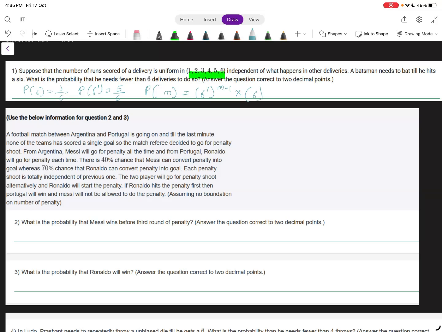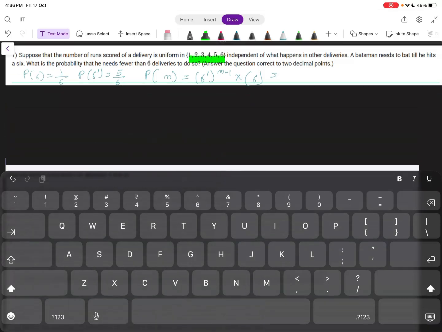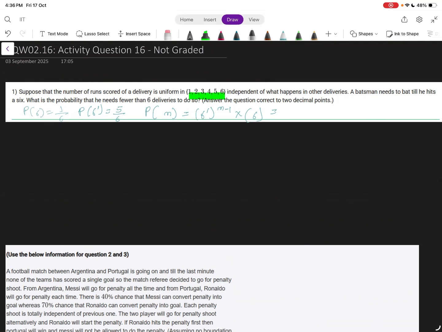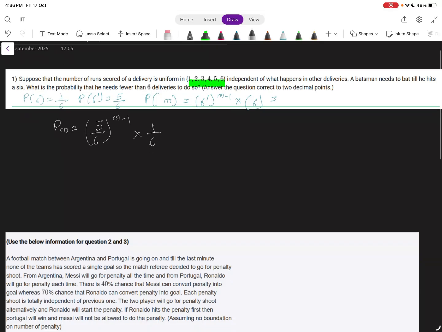To solve this further, let me make some space. Yep, now we have space. Let me change the pen. So in this we have Pn. It's not very different from the binomial principle, just one peculiar part. You have n deliveries here: not hitting a 6, which is 5 over 6, to the power n minus 1, times hitting a 6, which is 1 over 6.